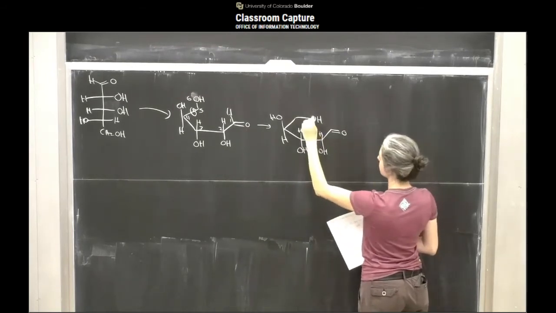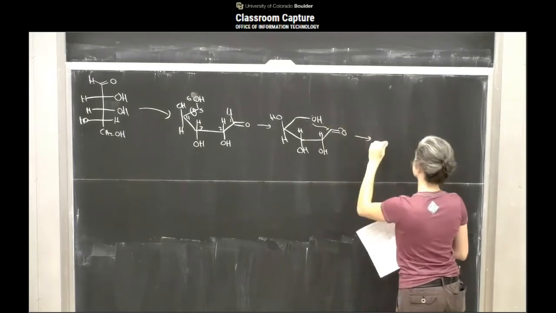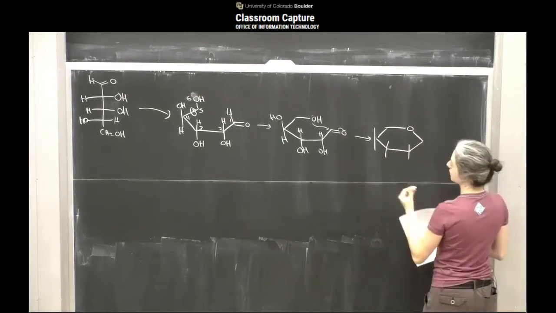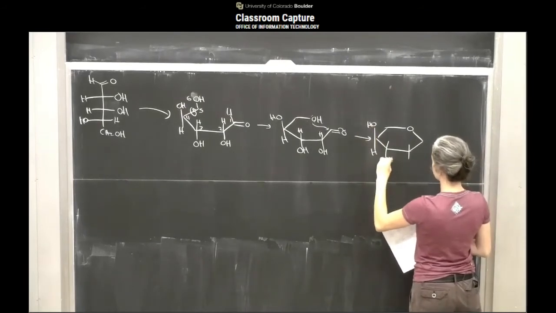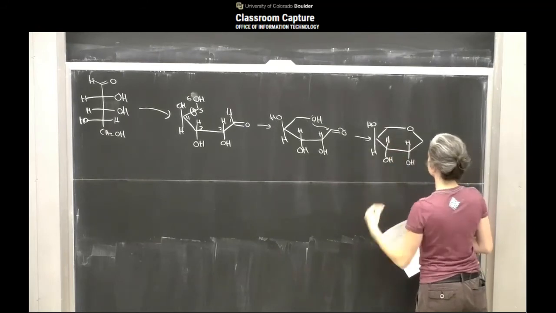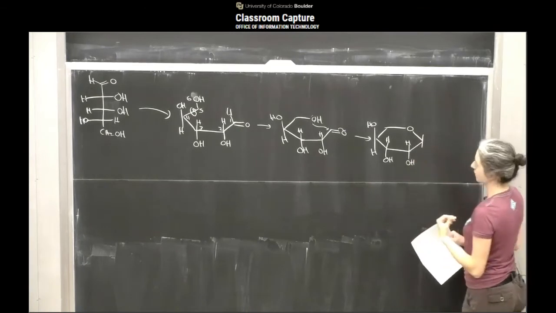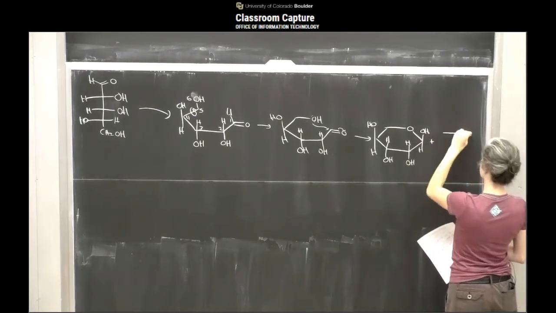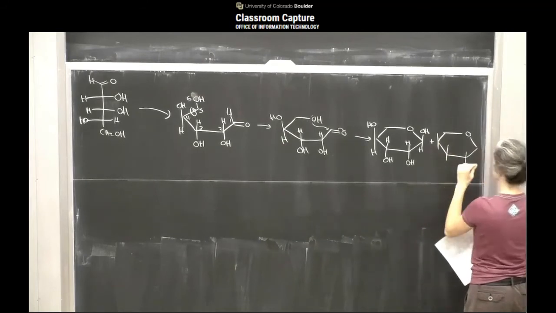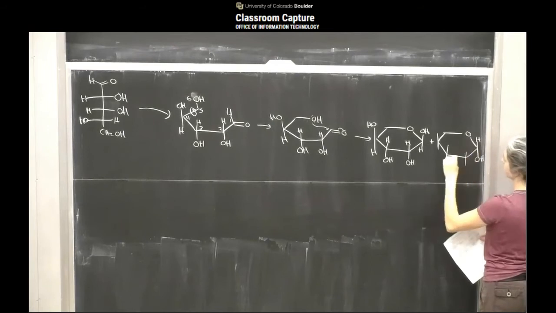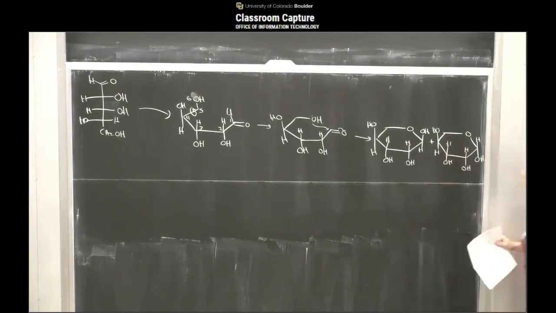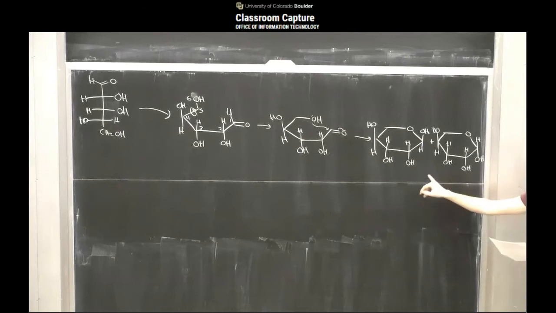Okay, so now when we go to cyclize, we're making a six-membered ring. Pretty much all the stereocenters get drawn the same way the whole way through. We do still have to worry about the anomeric carbon, though. It could be an OH up and an H down, or it could be OH down and H up. Okay, so questions about this example? I went through that pretty fast.